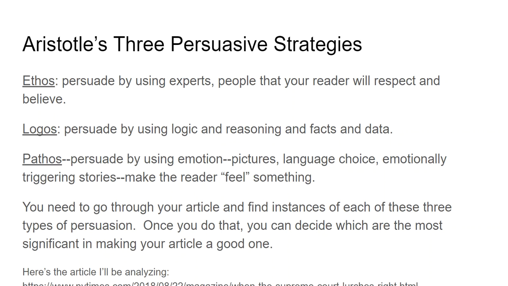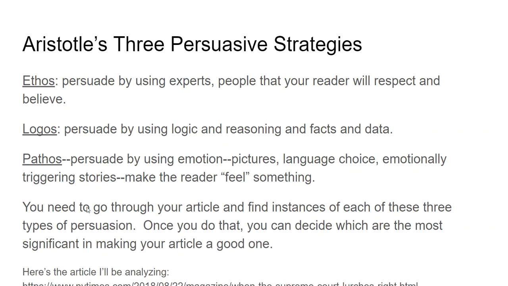The last kind of persuasion is the trickiest, and that's where the writer is trying to persuade by getting you to feel something. Happiness, pride, anxiety, anger, and the writer will do this by using pictures, by choosing words that are emotionally charged, maybe telling stories that will pluck at your heartstrings. The writer's just trying to get past your head and into your heart and into your gut. And you can't really figure this out unless you do a very close reading of your article.